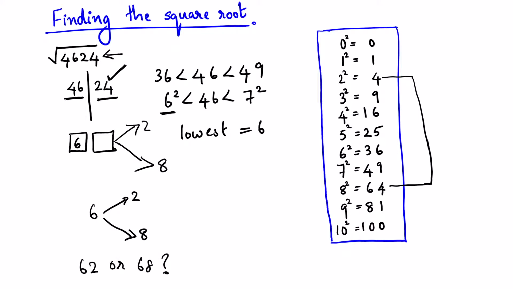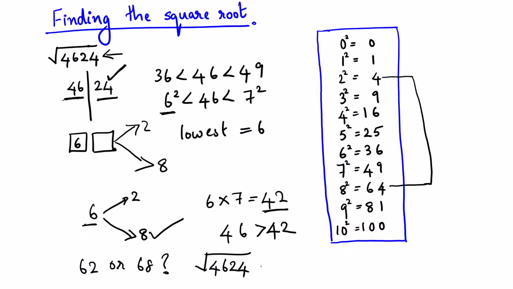So for this, what you have to do is take this number 6 and multiply it with its successor number, which is nothing but 7. Then you will obtain the product as 42. Now compare this 46 with 42. So 46 is greater than 42. So you have to take the greatest number among 62 and 68, which is nothing but 68. So the square root of 4624 is nothing but 68.